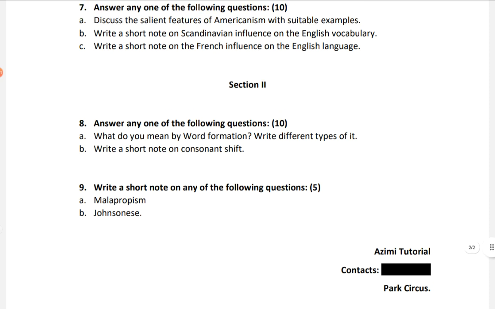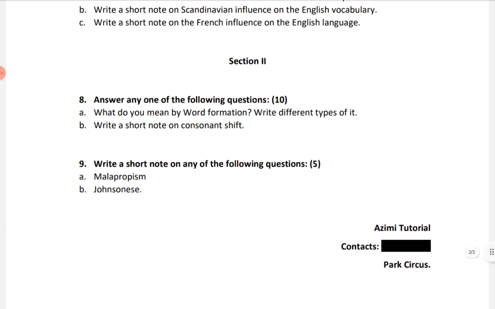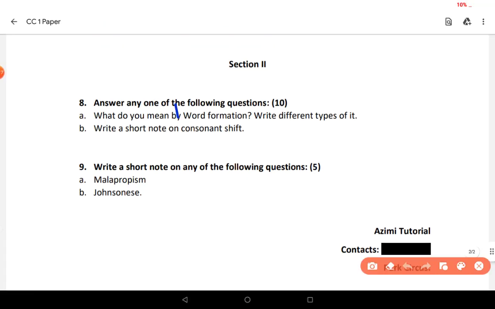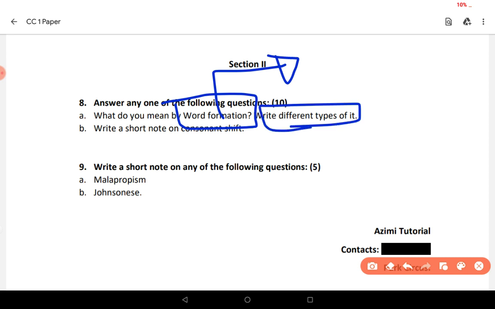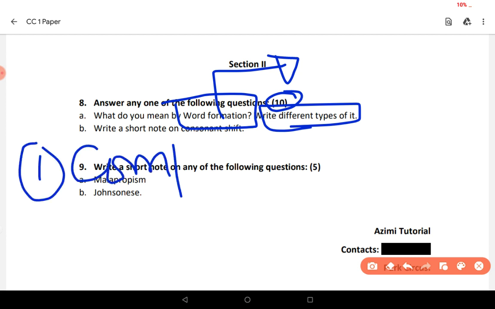Okay, now section 2, we have questions. One question will be there on word formation. All right, so what do you mean by word formation? Just define: the process of forming new words is called word formation. That's it. And then write different types of it. Since it's 10 marks, you can mention 5 different types of word formation if it's not given. So number 1 is compounding.